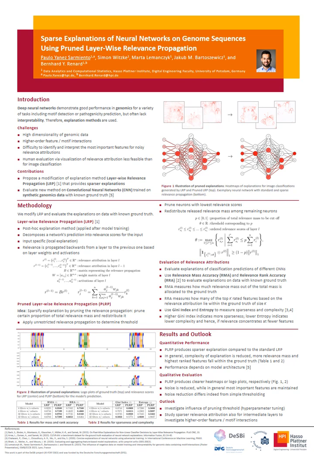Maybe a short outlook. We would further like to investigate the influence of this pruning threshold. This could potentially be done by hyperparameter tuning. And we would also like to study the sparser relevance attribution that we have in the intermediate layers to investigate the higher order feature or motif interactions that might be learned in those layers.